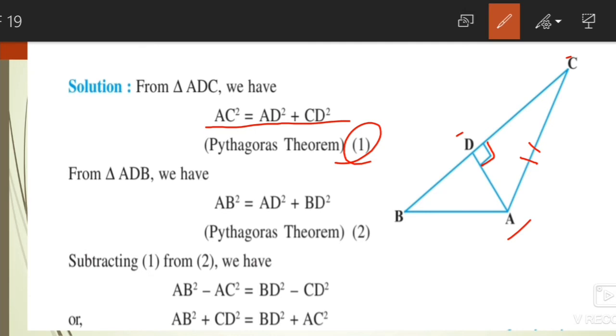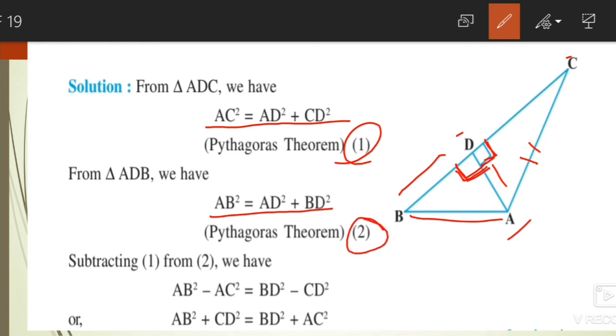Again, if you take this triangle, this is also 90 degree. Since this side is 90 degree, this one is also 90 degree. That means ADB is a right angle triangle. So again you can use Pythagoras theorem, and you can state that AB square is equal to DB square plus AD square. Mark this equation as equation number 2.